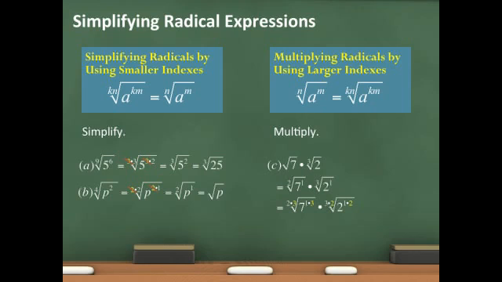This means for the first radical, we need to multiply the index 2 times 3 as well as the power inside 1 times 3. In the second radical, we multiply the index 3 times 2 as well as the power inside 1 times 2. This will give us the 6th root of 7 raised to the third power times the 6th root of 2 raised to the second power. Now that both radicals have the same index of 6, we can use the product rule to multiply. This will give us a final answer of the 6th root of 1,372.